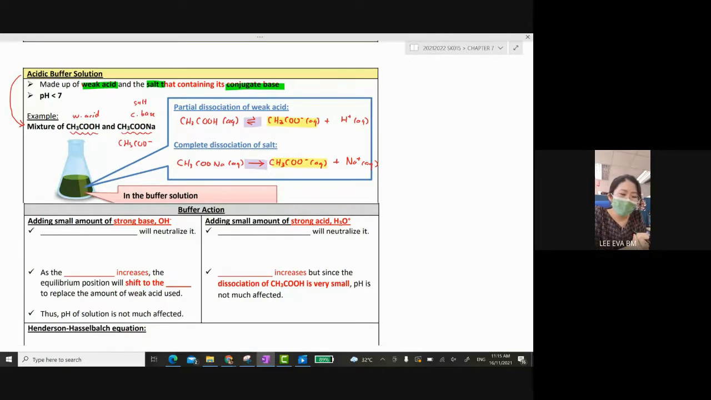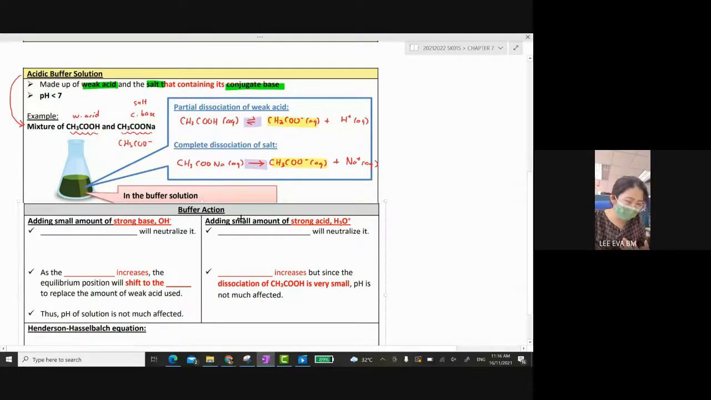So until this point, are there any questions? Ada soalan? Tak ada, madam. Okay, tak ada. Madam just realized over here actually got something else.